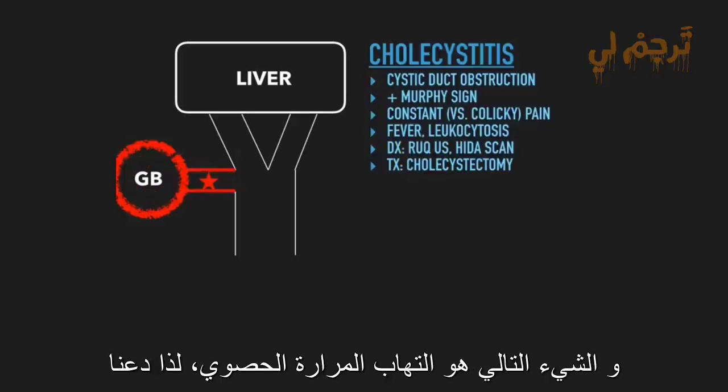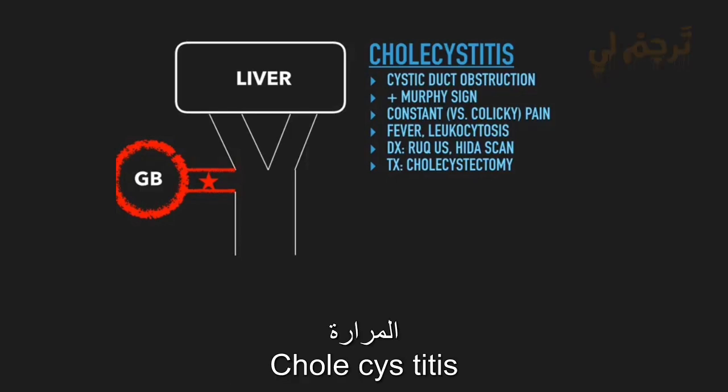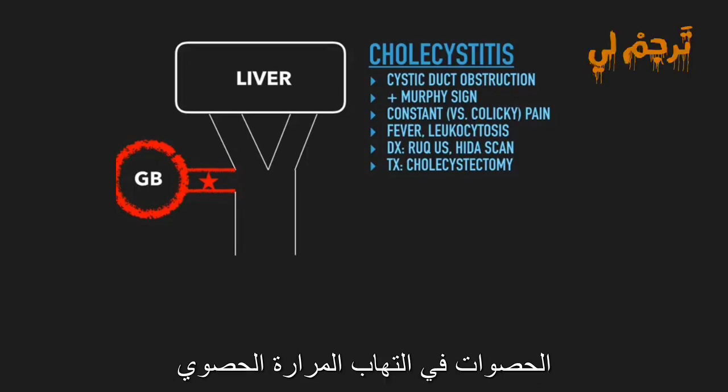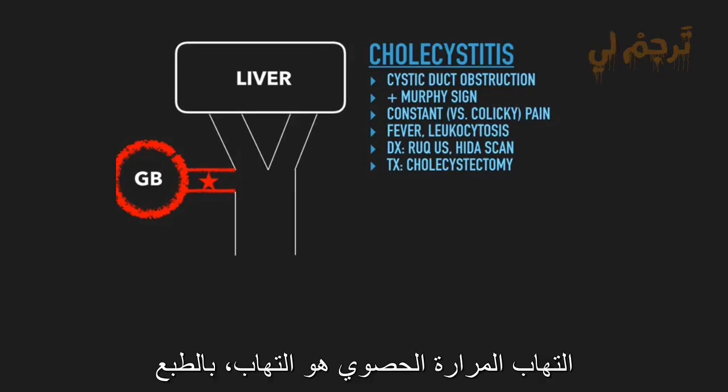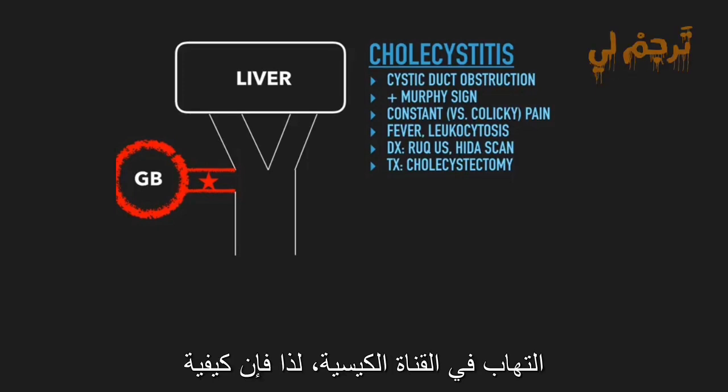The next thing is cholecystitis. So let's start with the bare bones difference between cholecystitis and cholelithiasis. Cholelithiasis, lith, L-I-T-H, means stones. So there were a bunch of stones in the gallbladder. Cholecystitis is inflammation. Itis, of course, means inflammation, and cystitis means inflammation in the cystic duct.